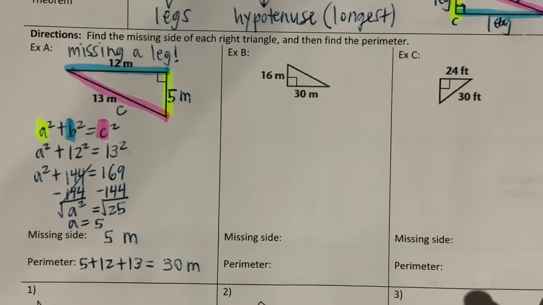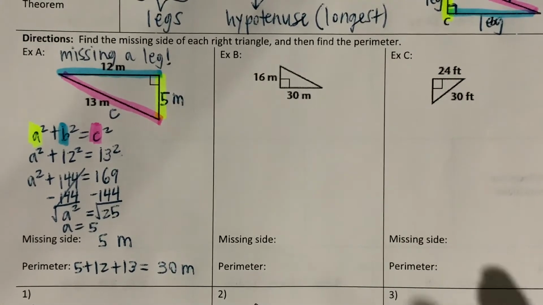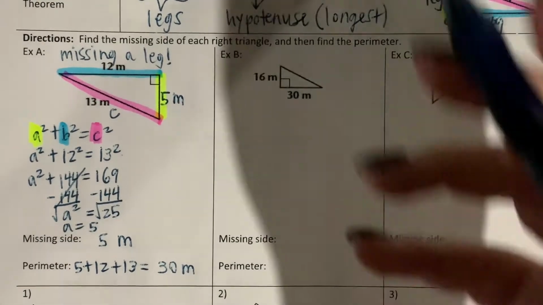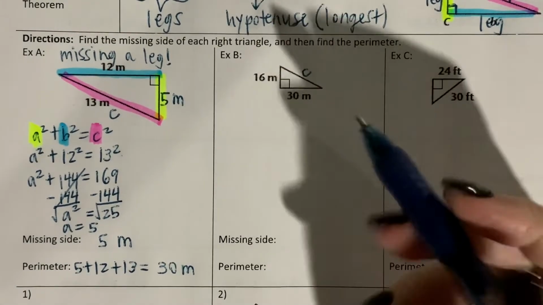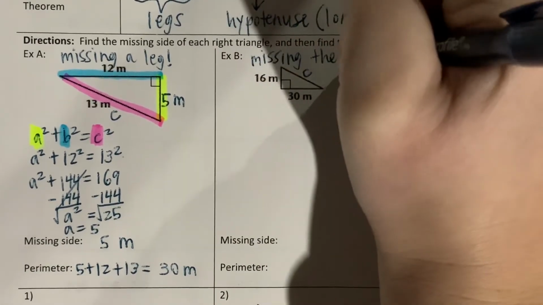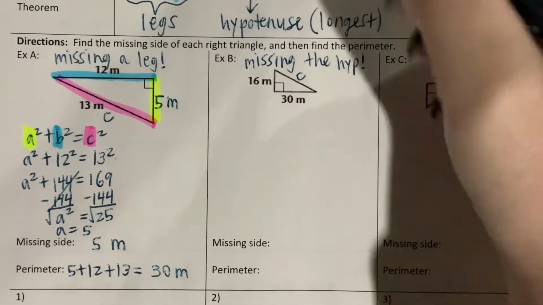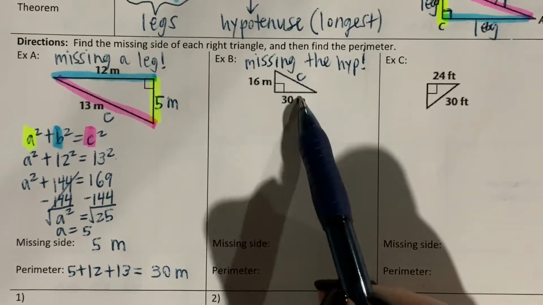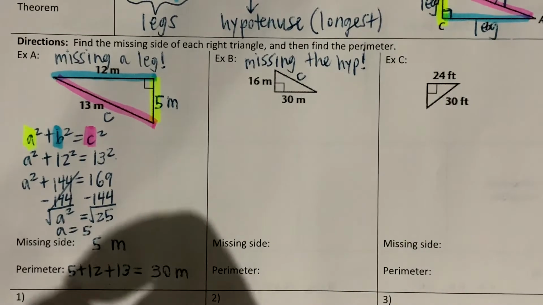Let's look at example B. In example B, I find my right angle. And the side that is across from my right angle is always the hypotenuse, or it's always my C. So in this problem, I'm missing the hypotenuse. I'm going to say missing the hype. So I can use these other two as my legs. It doesn't matter which I say is A and which I say is B.